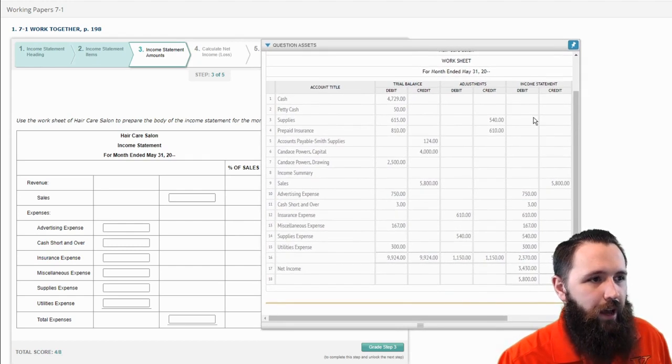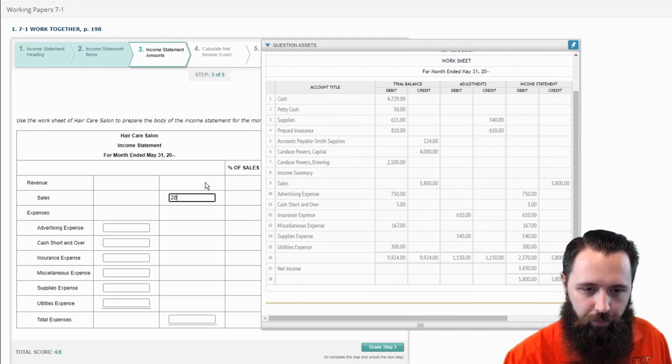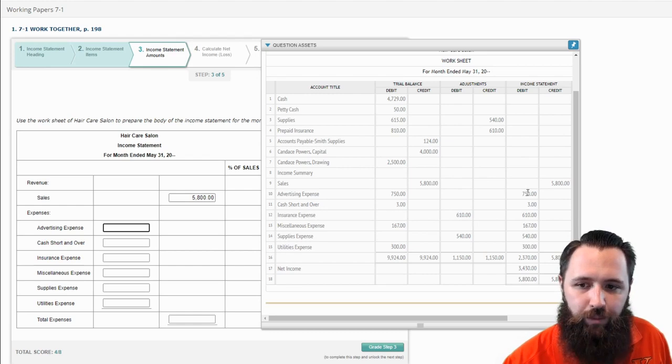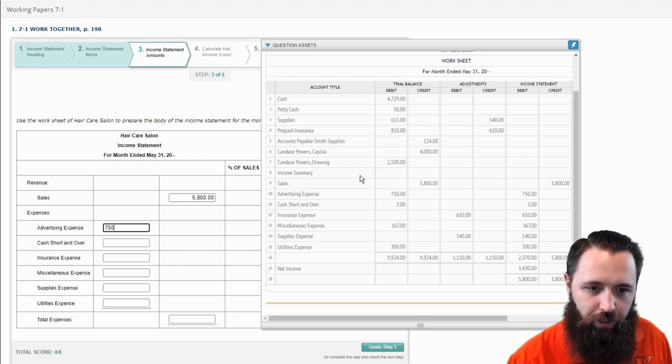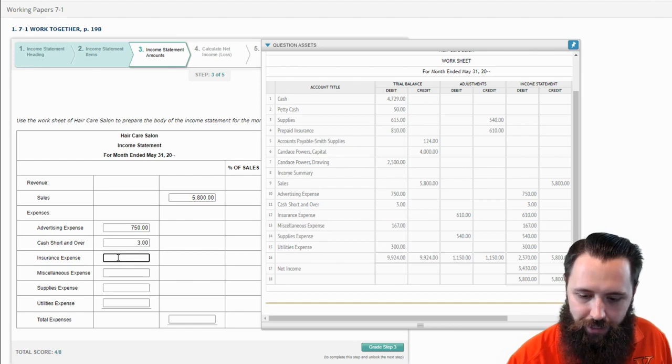The first one that we have on our income statement is sales of $5,800. So let's put in $5,800 for our sales. Now we have advertising expense. Remember, you're looking at your income statement here, which is $750. We have our cash short and over of $3. Our insurance expense of $610.